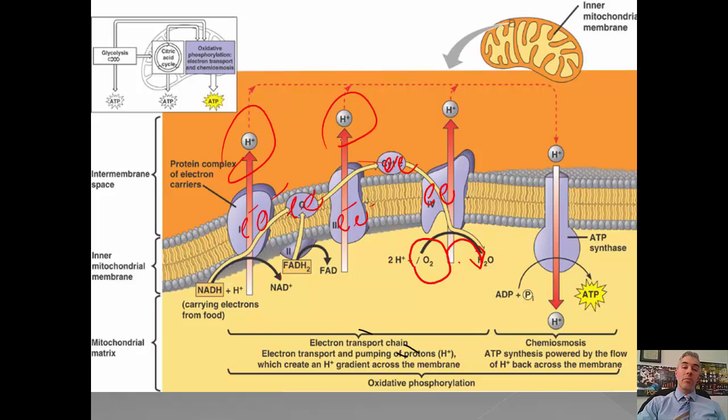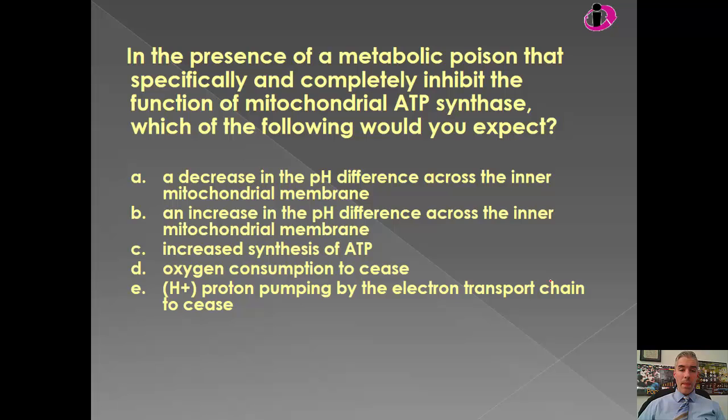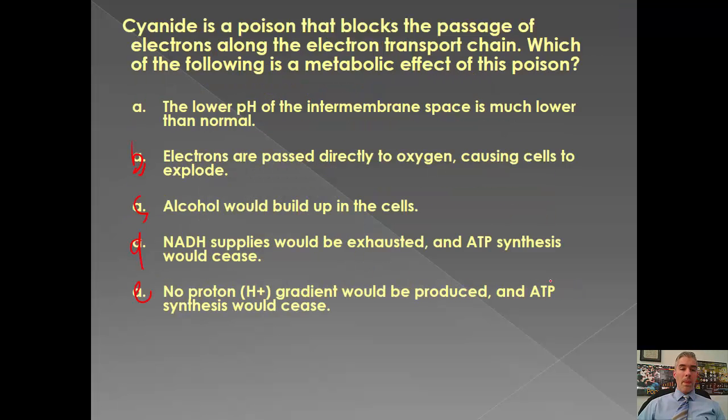No hydrogens pump across, and if no hydrogens pump across, we can't generate ATP. So that's why having oxygen is so important. Otherwise, we start generating lactate through anaerobic fermentation in our muscles, or in any of our cells. NADH supplies would not be exhausted, as I just explained. ATP synthesis would still cease, but the NADH supplies wouldn't be exhausted.